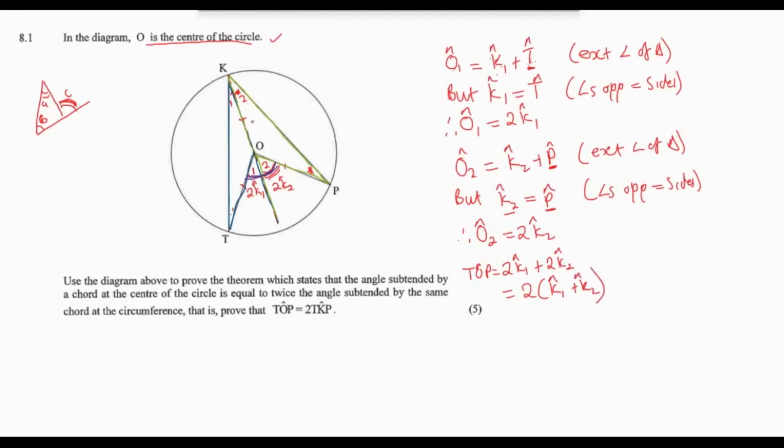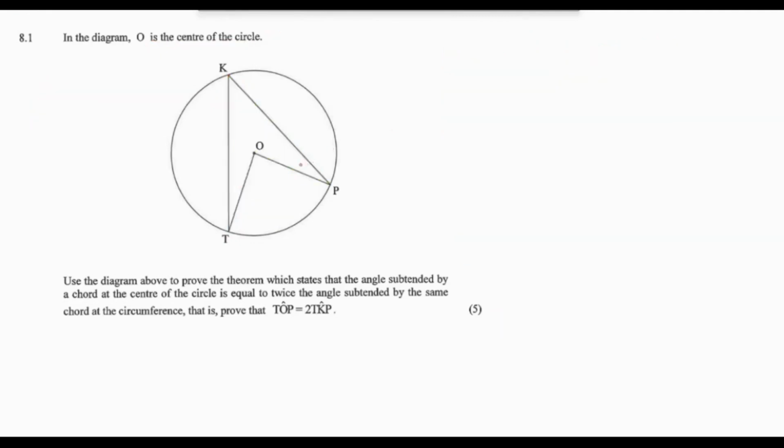And then if we check, angle K1 plus angle K2 is actually angle TKP. This is angle TKP, angle K1 plus angle K2. So therefore, we have proved that angle TOP is equal to 2 times angle TKP.